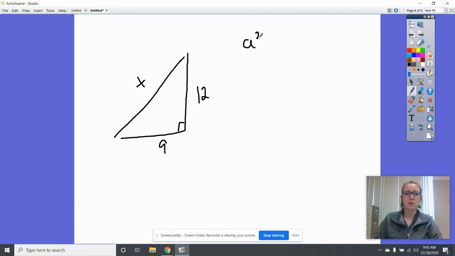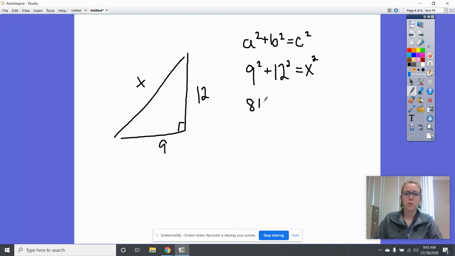So again, the Pythagorean theorem is a squared plus b squared equals c squared, where a and b are the two legs of the triangle. So here I have 9 and 12. It doesn't matter which one I write first. I could just write 9 squared plus 12 squared. We could have done it opposite, 12 squared plus 9 squared, equals. You're welcome to leave it as c squared or change it to x. The letter doesn't matter. Now let's solve.